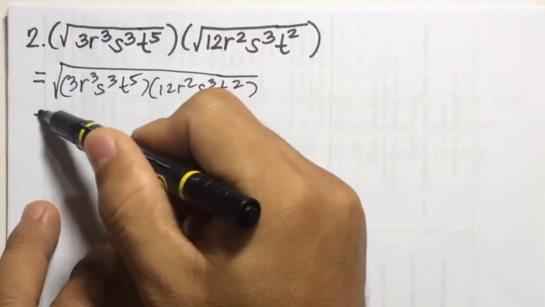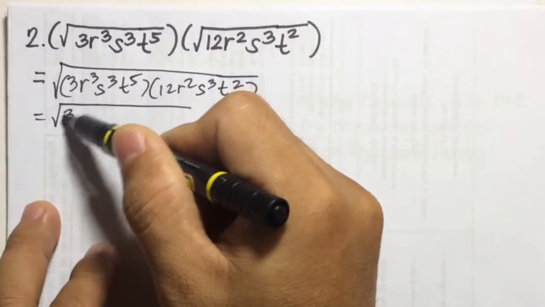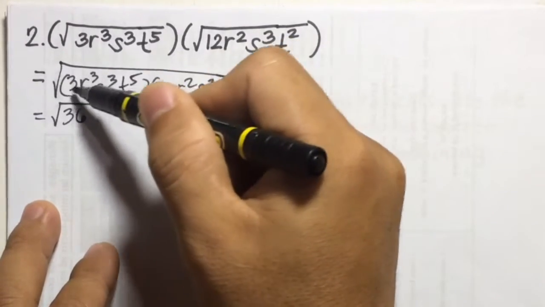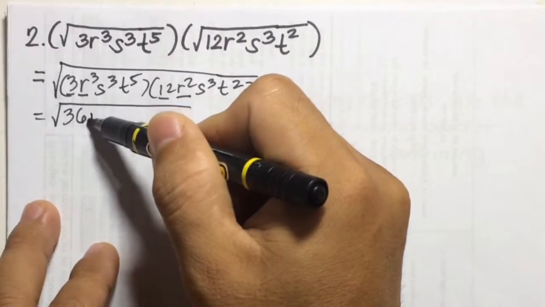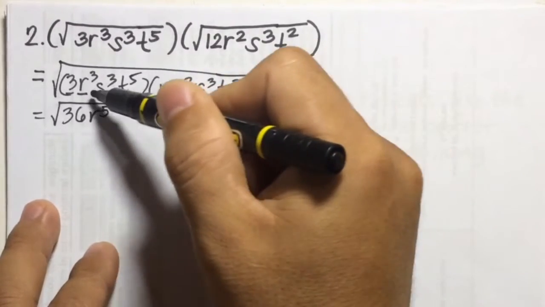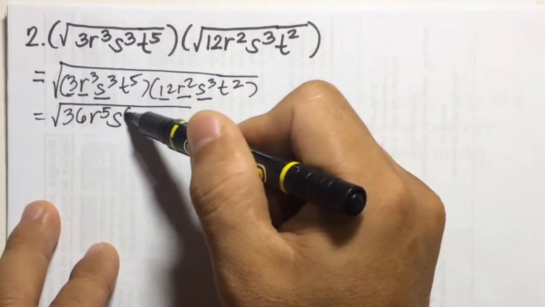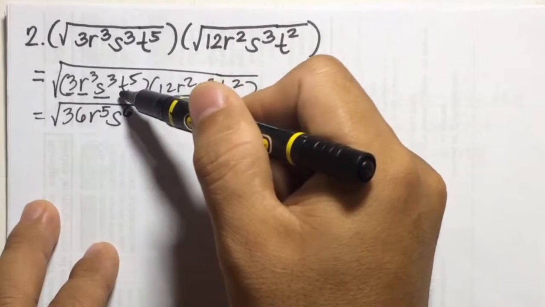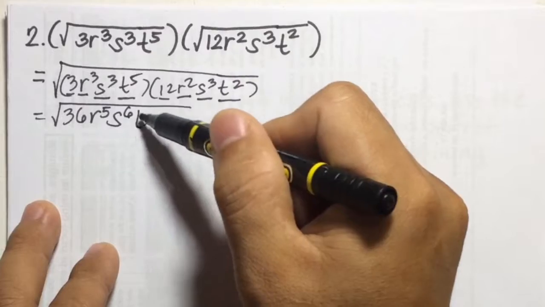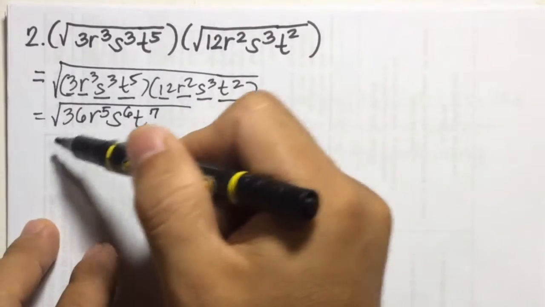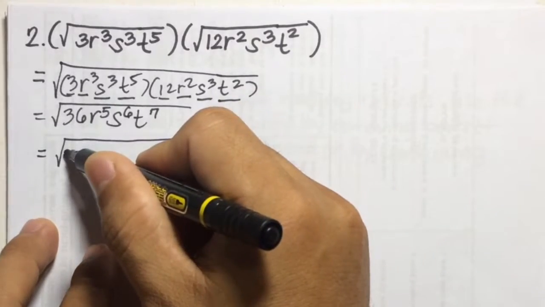Then you have here 3 times 12, that will be 36. Then r cubed times r squared, that will be r to the power of 5. Then s cubed times s cubed, that will be s to the power of 6. Then lastly, t to the power of 5 times t squared, that will be t to the power of 7. Then we're going to have here 36.